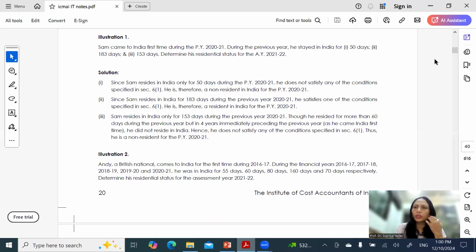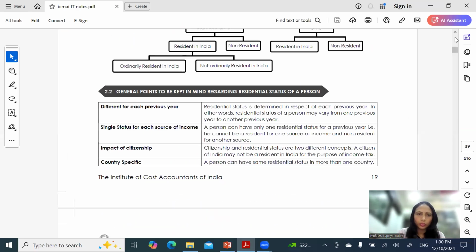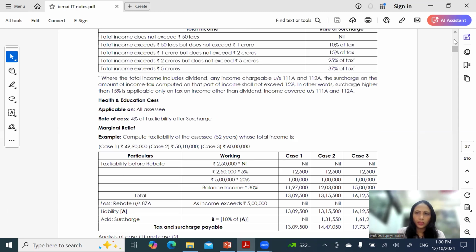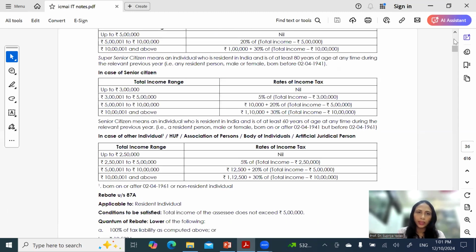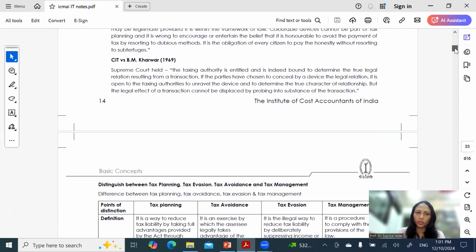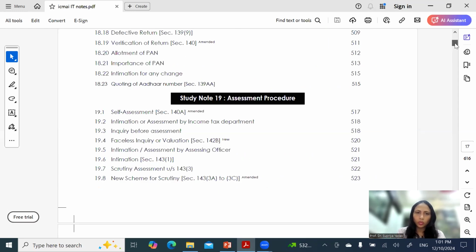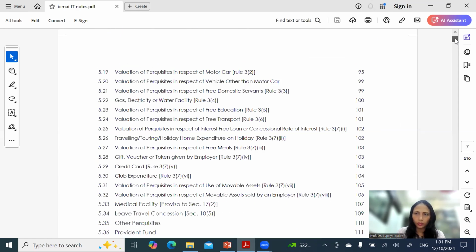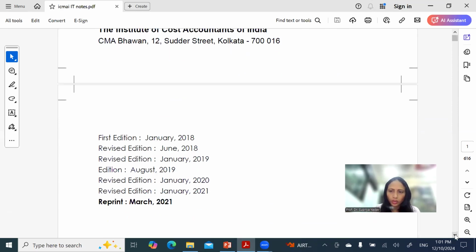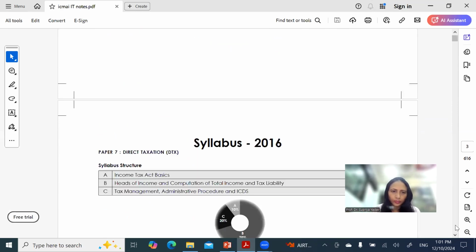Here we have some examples, so you will understand what person means, what the individual means. We also have some examples, so you will understand in detail what is person, what is AOP, what is BOI. All these things we can have here. One second, give me a few seconds, so I can explain better.